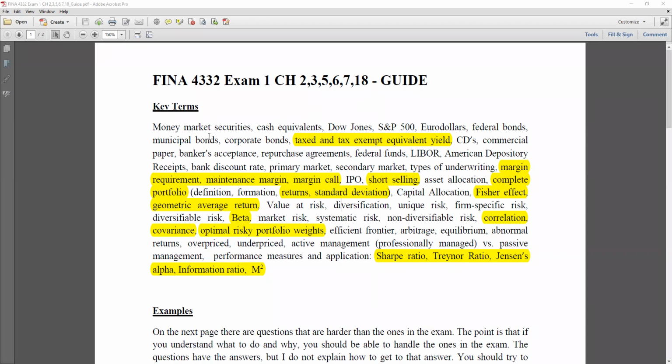These are the key terms you want to focus on regarding vocabulary, as in definitions, characteristics, and things like that. Some of these are highlighted, and I'll tell you in a moment why. So when it comes to things like money market securities, go to the slides, check the textbook on definitions, so you'll be able to recall the characteristics and definition of these items.